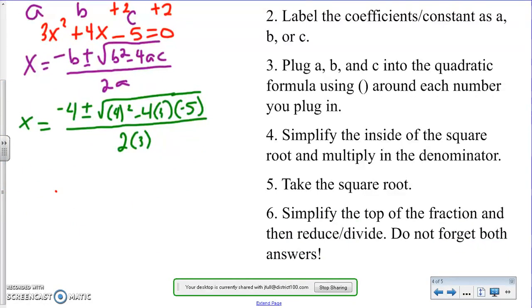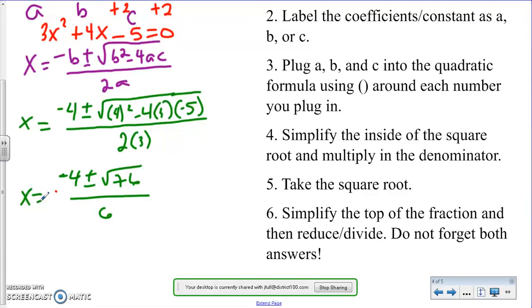Okay, so now that we have this plugged in, to simplify, you're going to follow really 3 steps. So we're going to type in 4 parentheses squared minus 4 parentheses 3 parentheses negative 5 and hit enter. When we do that, we get 76. So we are going to do negative 4 plus or minus the square root of 76 all divided by 6. Now, we can't actually take the square root of 76 and get a whole number.